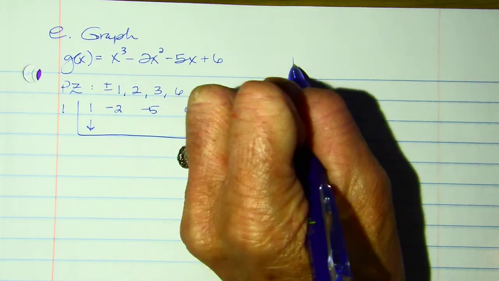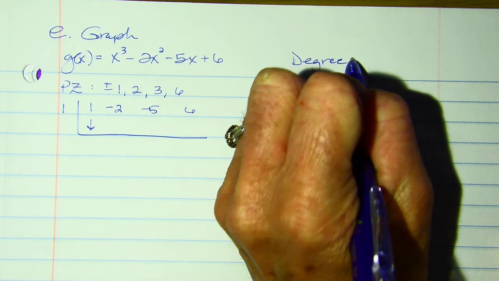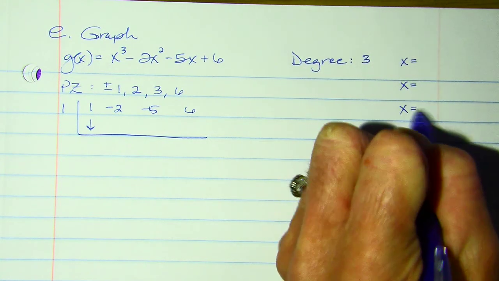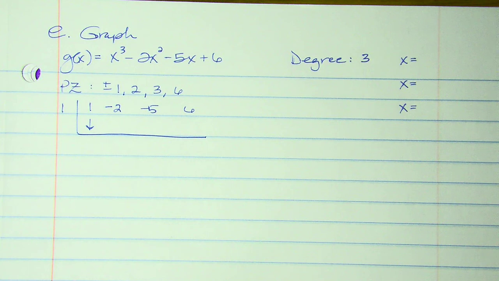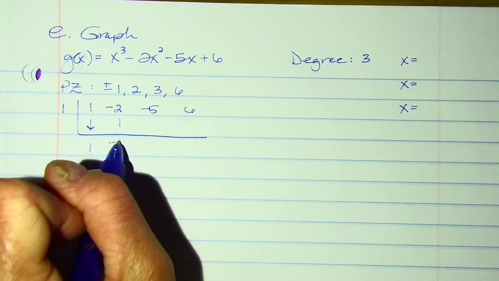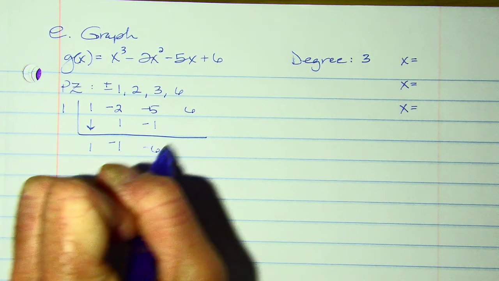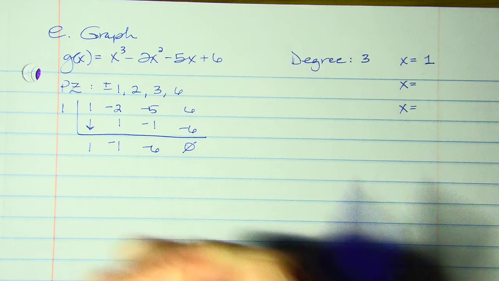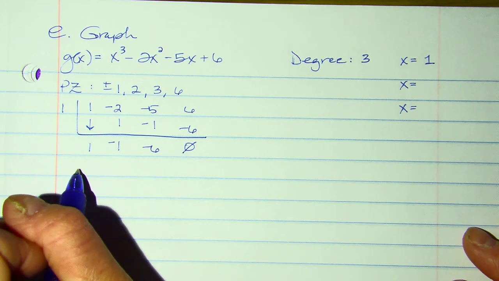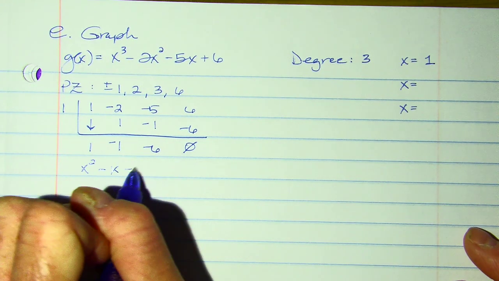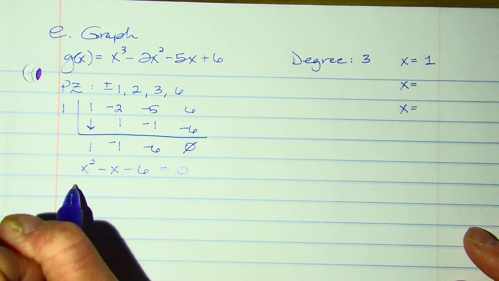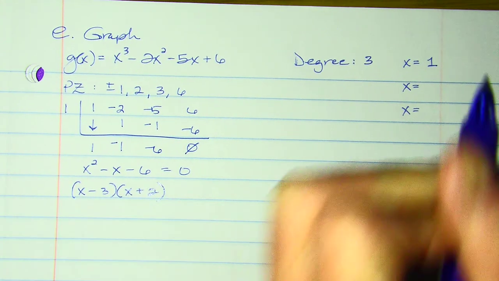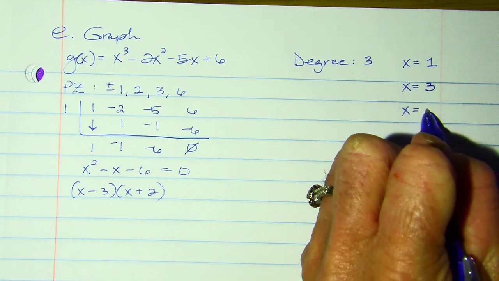Now I have a degree of 3, so I can have 3 possible solutions. So bring down the 1, 1, negative 1, negative 1, negative 6, negative 6 is 0. So one of my solutions is positive 1. This is x squared minus x minus 6 equals 0. So I can factor that to be x minus 3 and x plus 2. So I should have a 0 at 3 and negative 2.